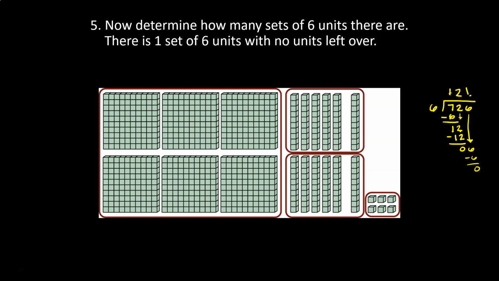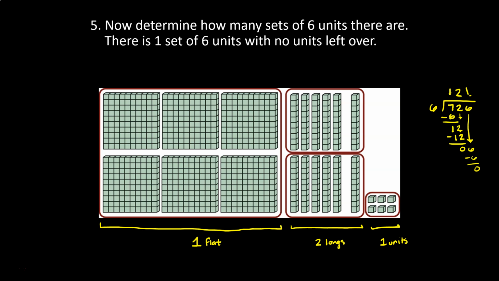And if we look at our base 10 blocks, we can see that same thing. In the hundreds, or the flats, we were able to make one group. That's 1 flat. In the longs, we were able to make 2 groups. That's 2 longs. And in the units, we made 1 group. 1 flat, 2 longs, 1 unit, that looks like the number 121, just like the answer we got when we used the long division standard algorithm.